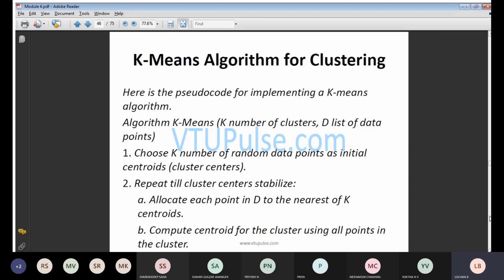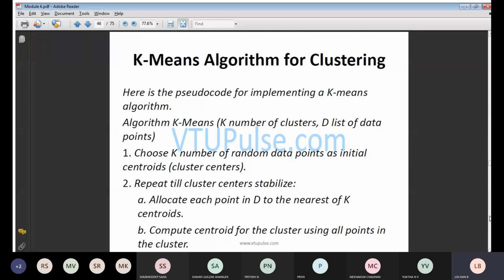Next, we will be calculating in terms of the k-means algorithm for the clustering techniques. Here is the pseudocode for implementing a k-means algorithm. K is the number of clusters. D is the list of data points. Choose k random data points as the initial centroids. Repeat till the clusters stabilize.